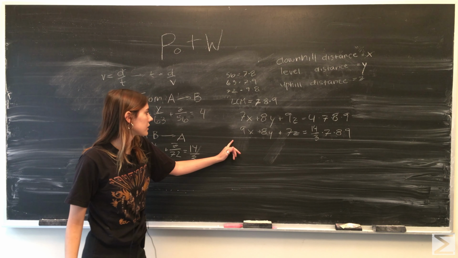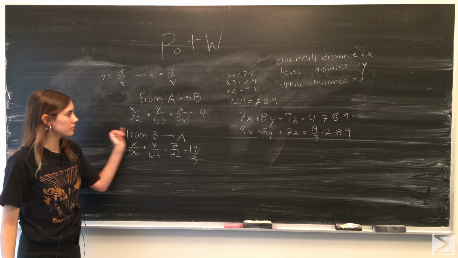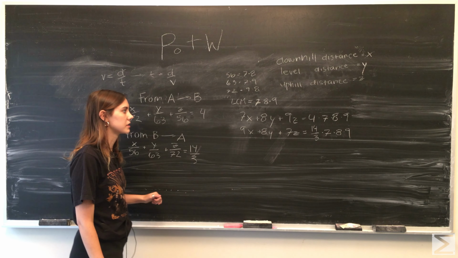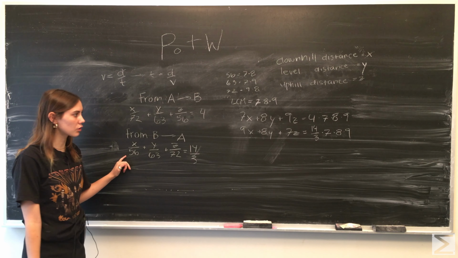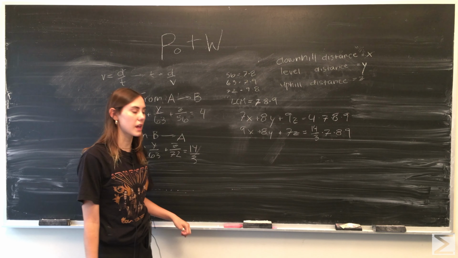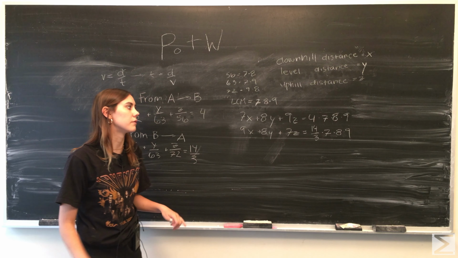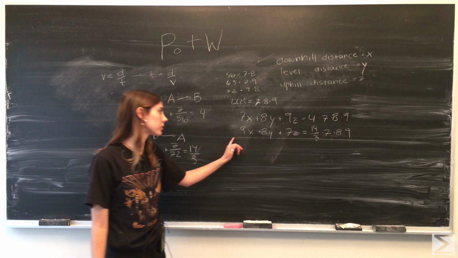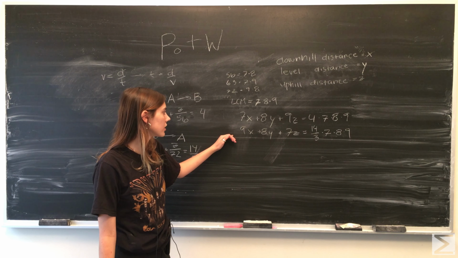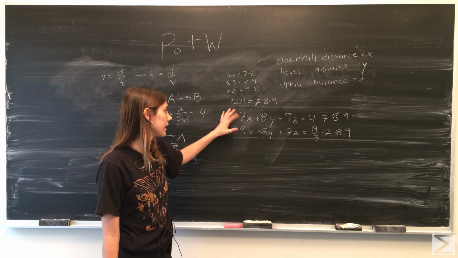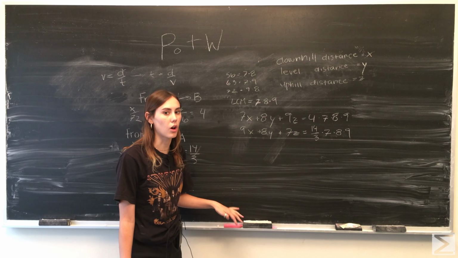So multiplying, this is what we get from the first equation. We get 7x plus 8y plus 9z is equal to 4 times the least common multiple. And from the second equation, we get 9x plus 8y plus 7z is equal to 14 over 3 times the least common multiple. And you'll notice that we're going to want to add these two equations, since 7 plus 9, 8 plus 8, and 9 plus 7 all equal 16.